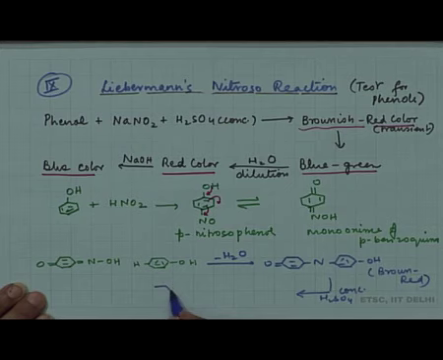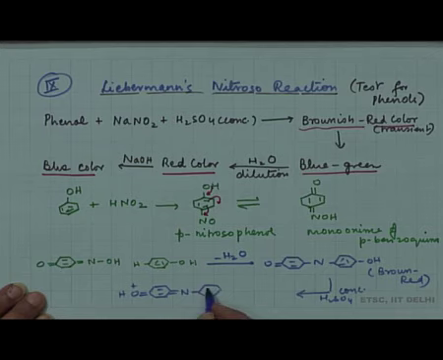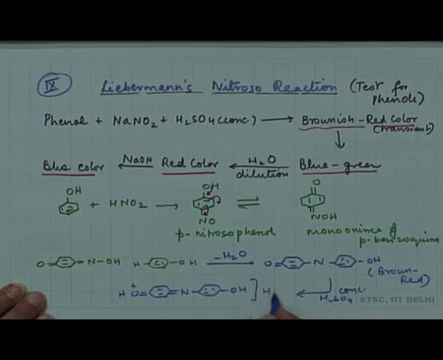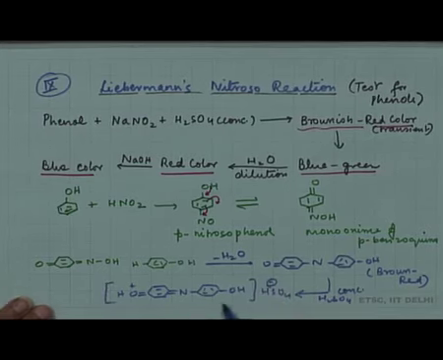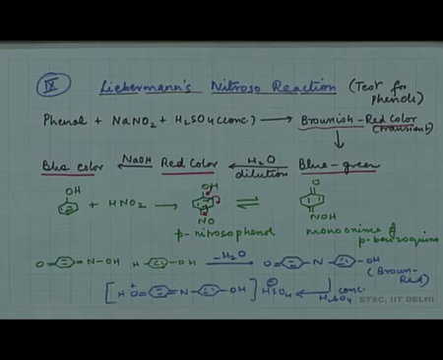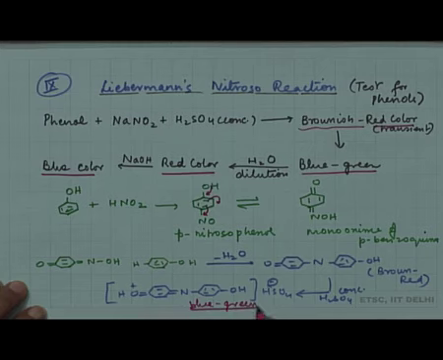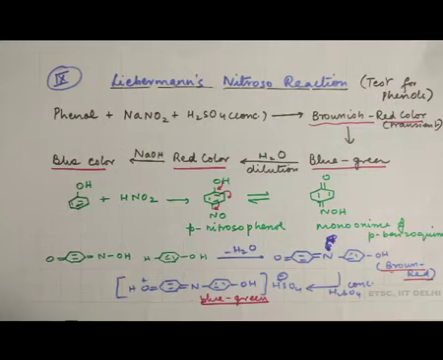So, what happens is that it gets protonated in the presence of sulfuric acid, and it forms this kind of molecule which is the one which gives it the blue green color. So, the initial blue green color and the brown red color, they develop.